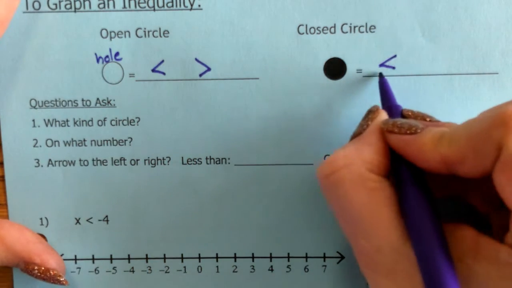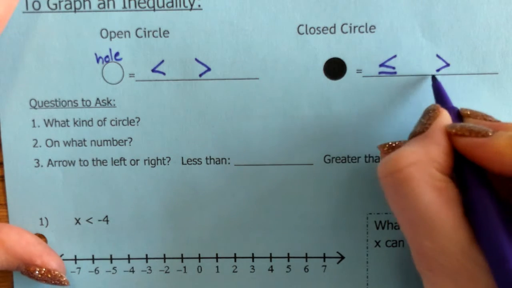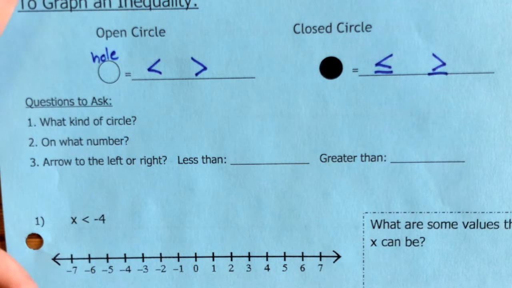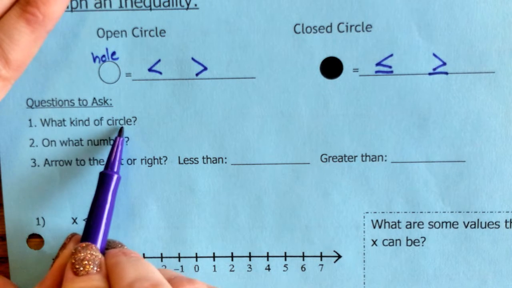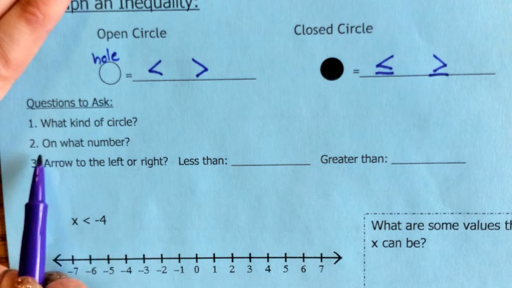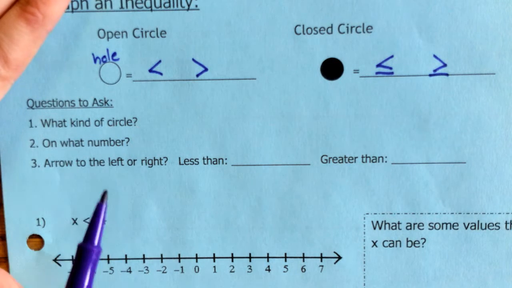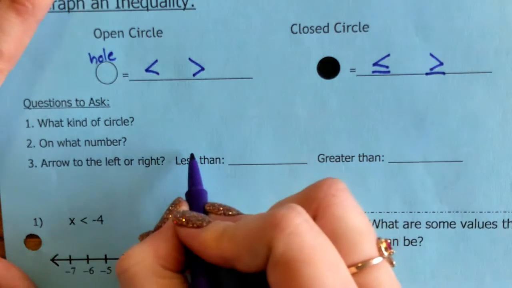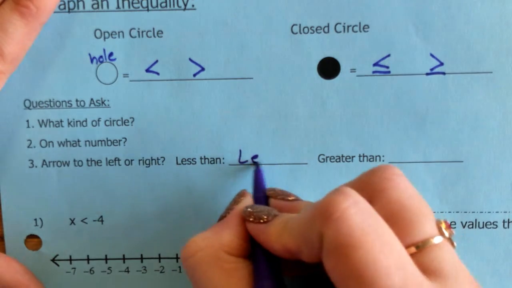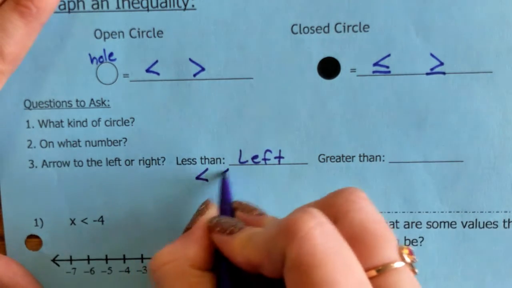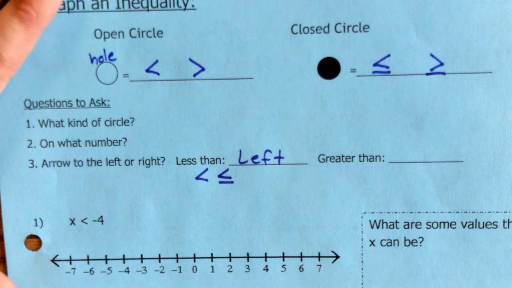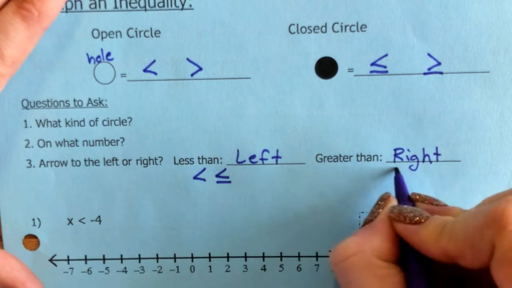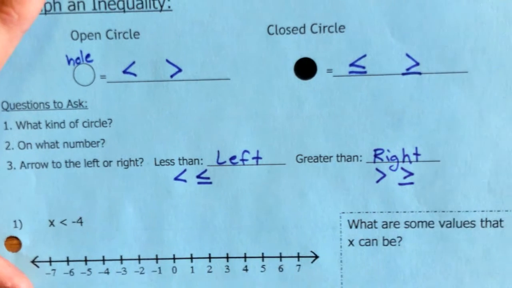So this is what you'll see when you have a less than or equal to, or a greater than or equal to. When you graph this, you need to ask yourself a couple questions. What kind of circle will it be, open or closed? What number should it be on the number line? And does the arrow go left or right to show the possible answers? Less thans are going to go to the left. Greater thans are going to go to the right. Greater than or equal to, those go to the right.